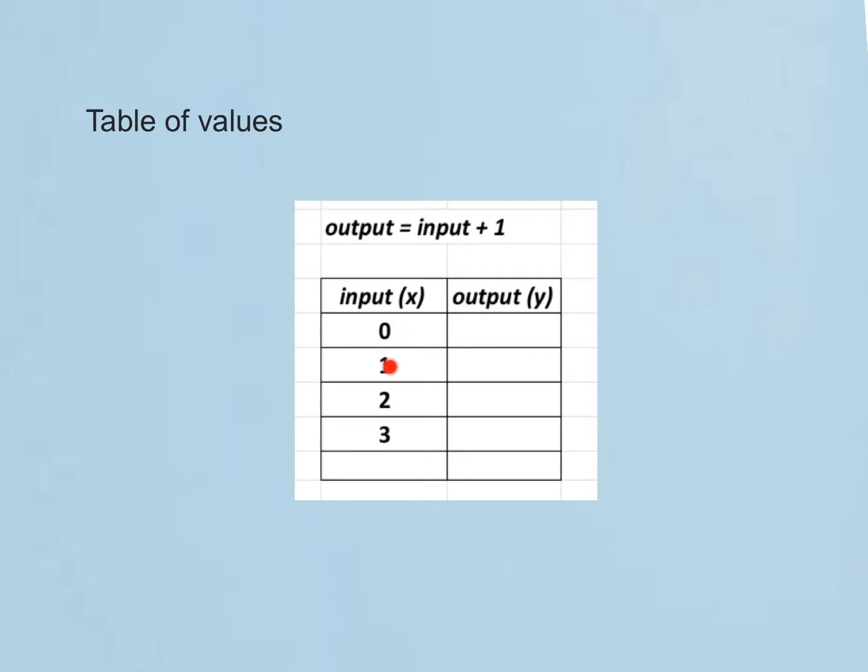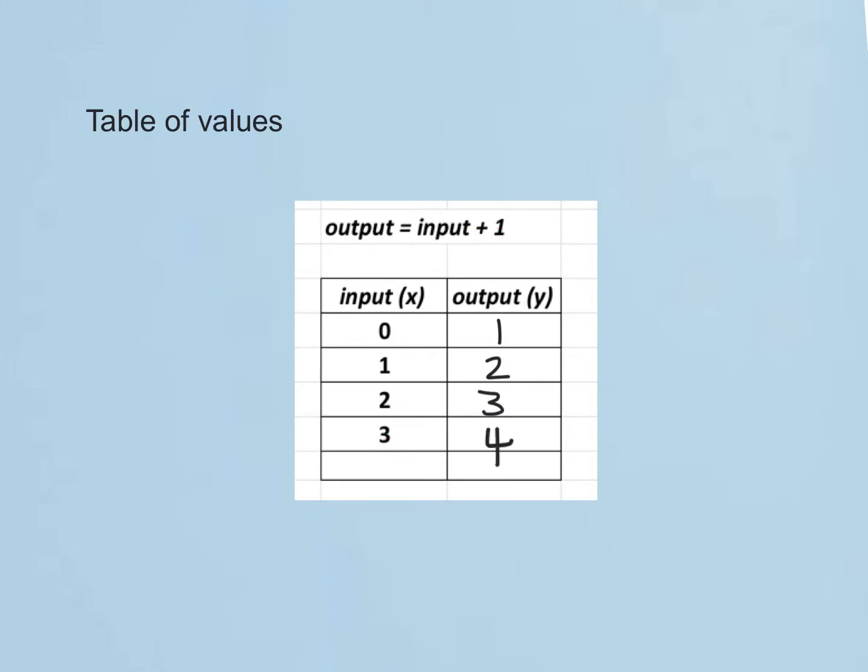Well, simply what we do is we substitute our input values. So 0 plus 1 is going to give me the value 1. How about the next one? 1 plus 1 is going to give me the output value 2. 2 plus 1 is going to give me the output value of 3. And obviously 3 add 1 is going to give me 4.